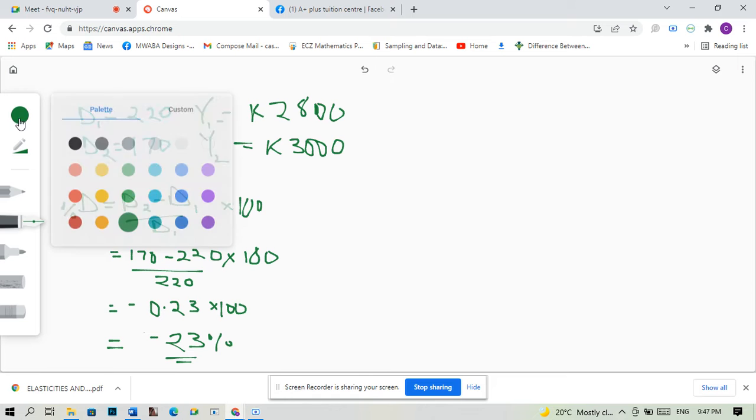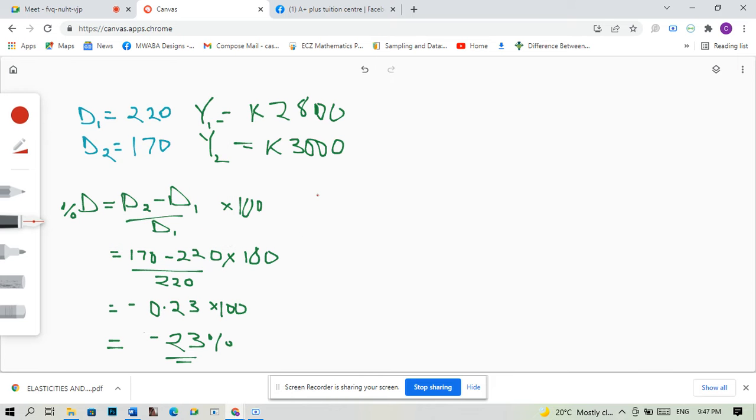All right, now we find the percent change in income. So we say percent change in income equals Y2 minus Y1 over Y1, times 100.